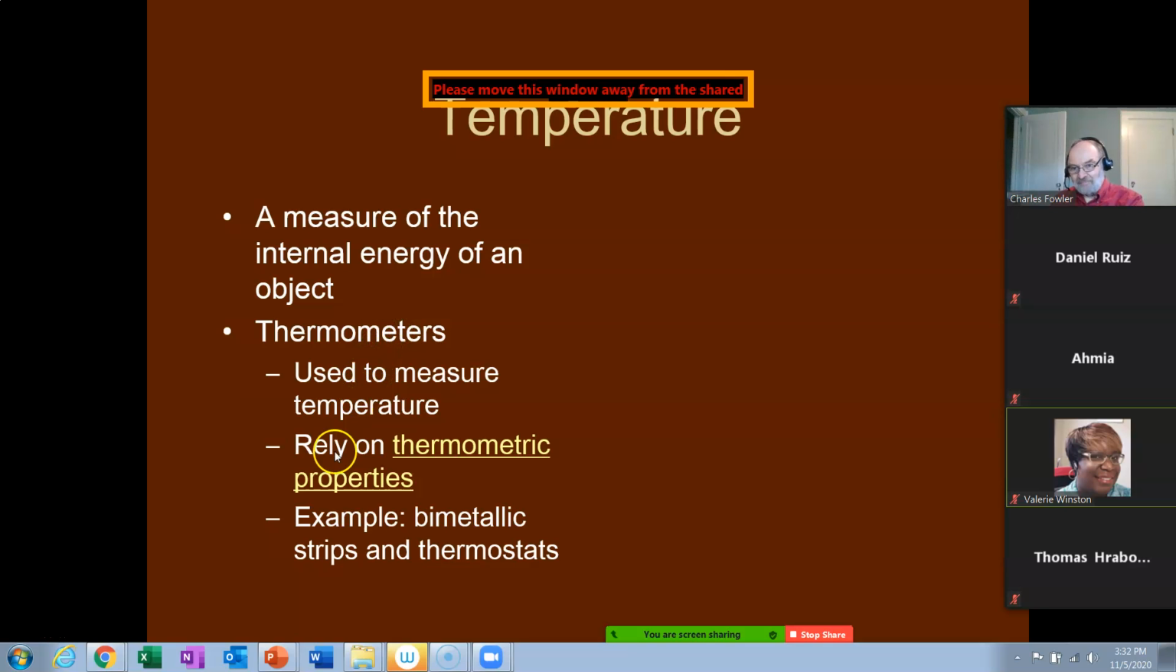Thermometers rely on certain thermometric properties. Now, that's sort of a nebulous sounding statement. What do we mean by that? There's not really a device that measures temperature. It measures something else that responds to temperature.